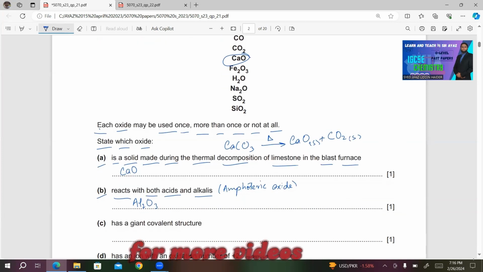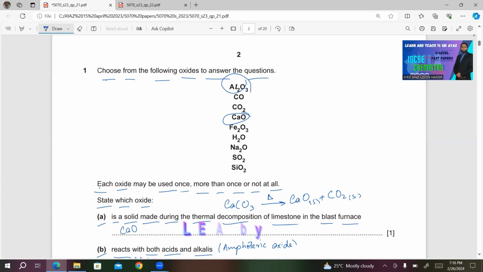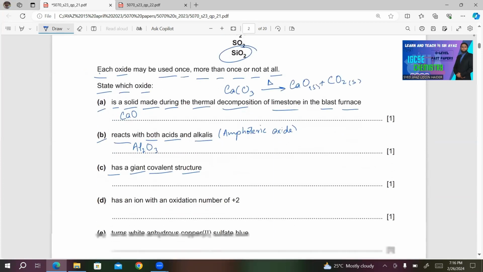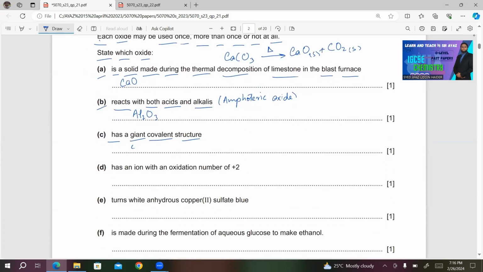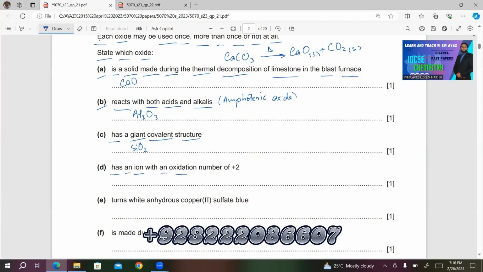Part C has a giant covalent structure. Now they are saying giant covalent structure, not only giant structure. So giant covalent structure, we have only one in these choices. We have SiO2. So you write SiO2. Number D has an ion with an oxidation number of +2.